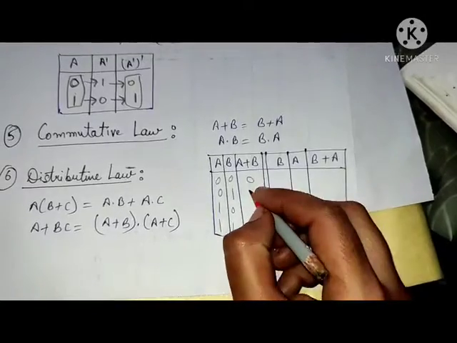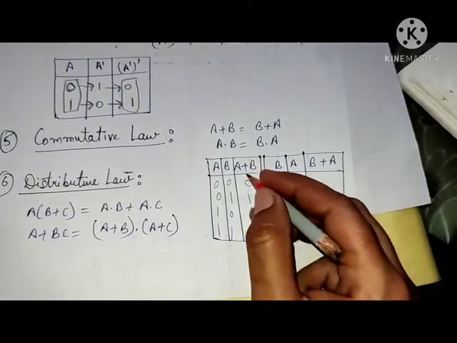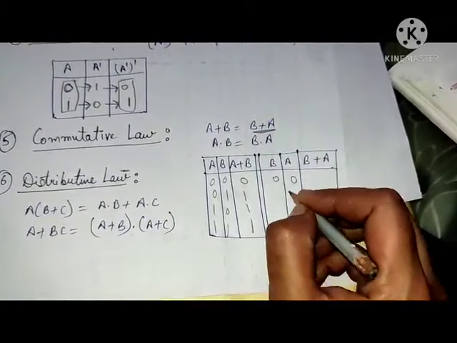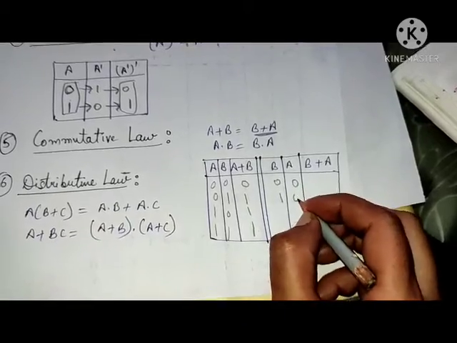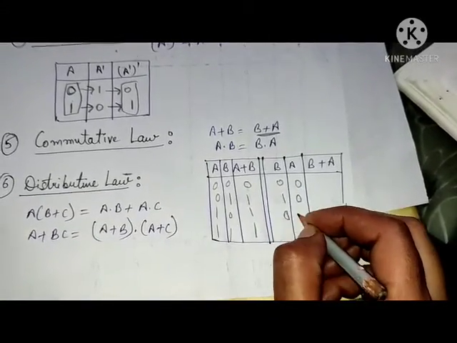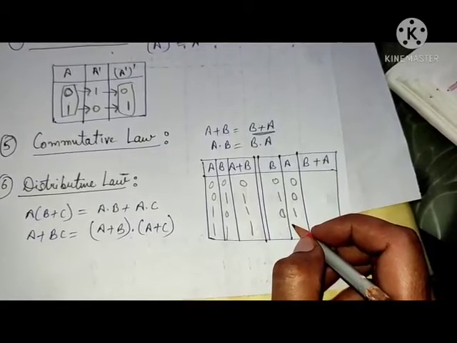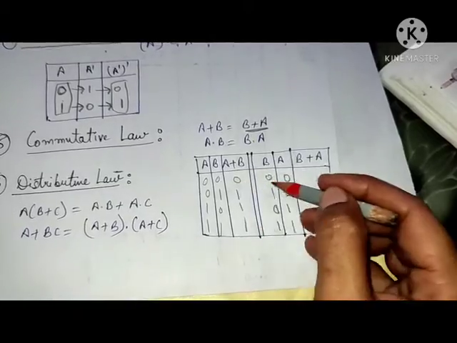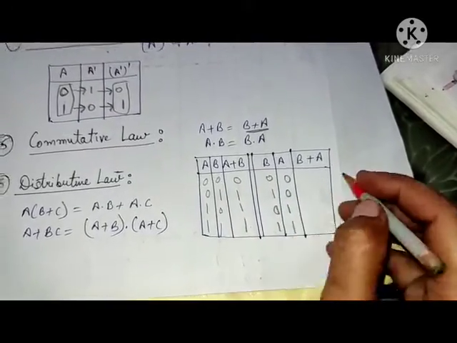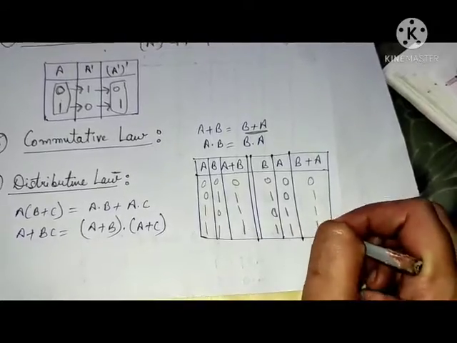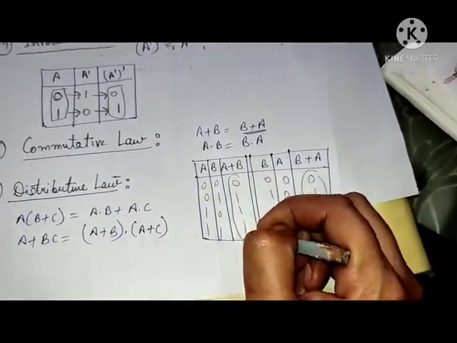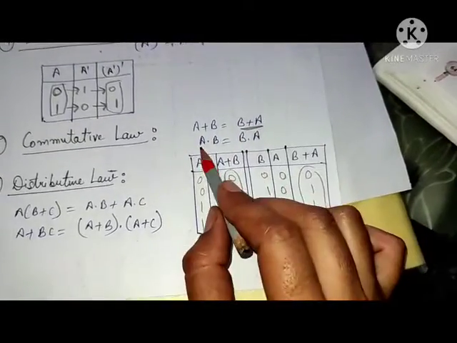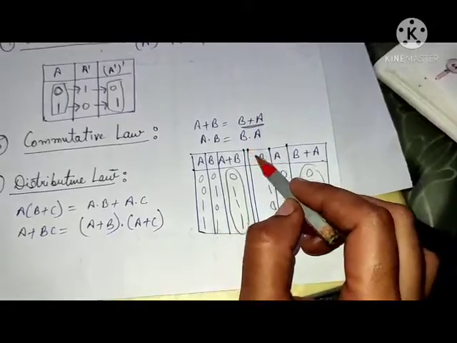0 0 gives 0, and all the rest will be 1 because it's an addition. Again, I have to perform this b plus a. So I am taking this value. I am writing here b firstly, then a. So now I am taking the addition. Again the result is 0 1 1. So the result is the same in both additions. So we can say that a plus b is equal to b plus a. Similarly, a product b is equal to b product a.